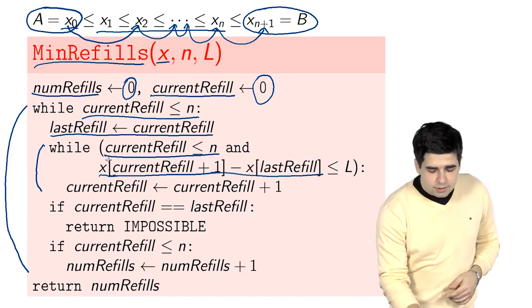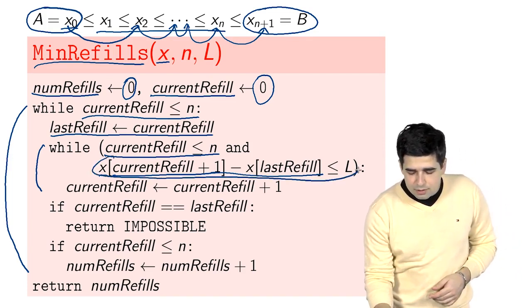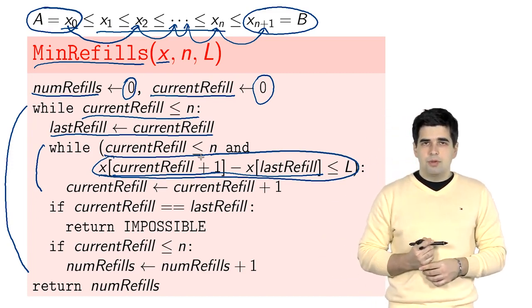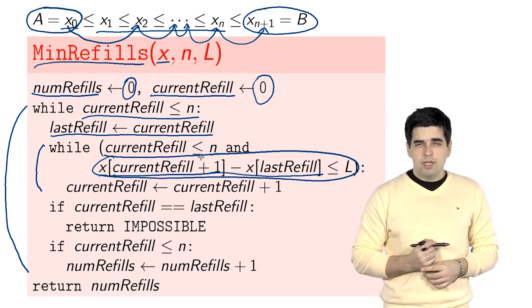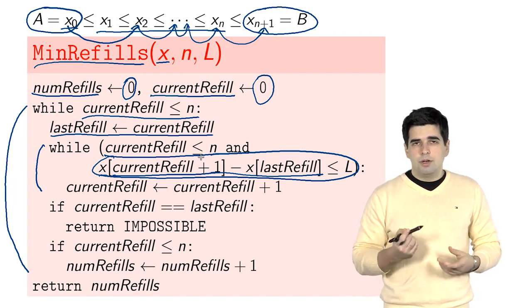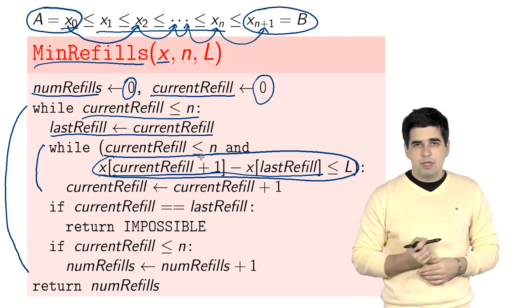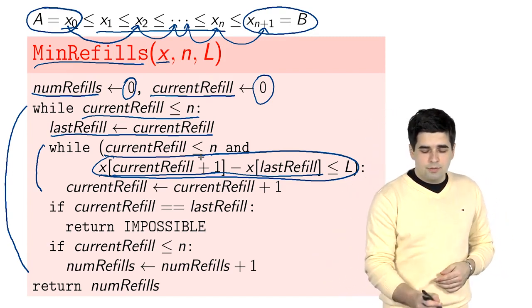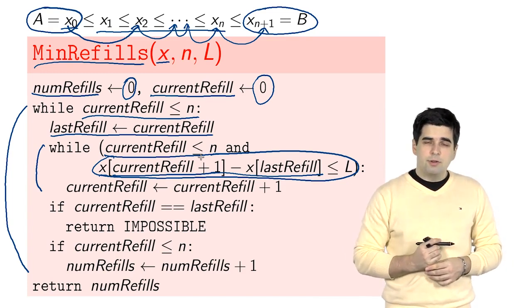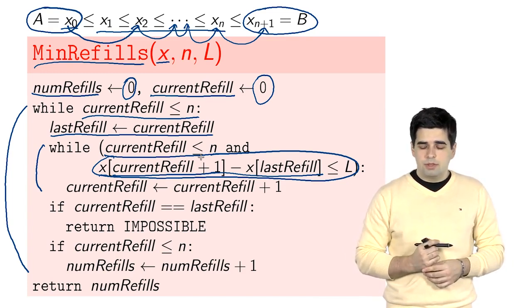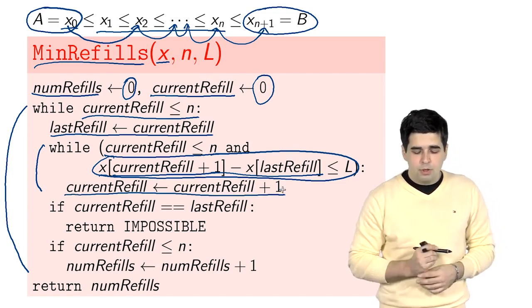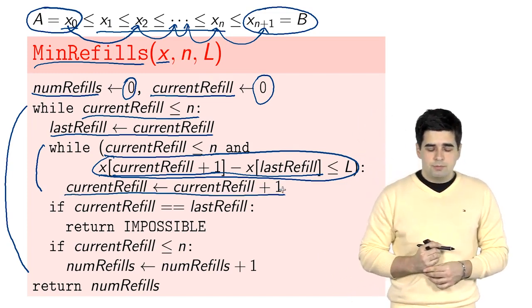And if this distance is at most L, then it means that we can travel this distance with full tank without any refills. And of course, at the last refill position, we could fill our tank up to the full capacity, and then we'll be able to travel for L kilometers. So this inequality checks if actually position current refill plus 1 is reachable from the last refill position. If it is, we increase the value of current refill and go on with our internal while loop.